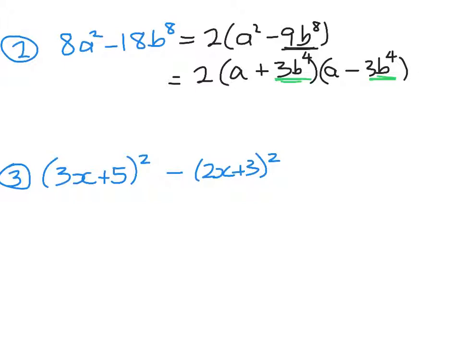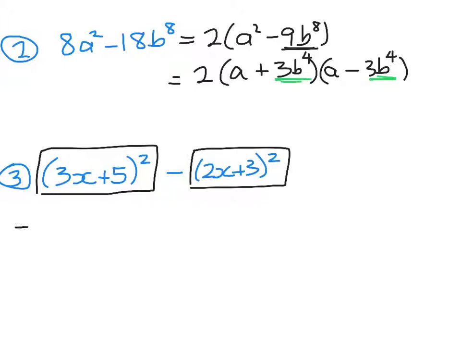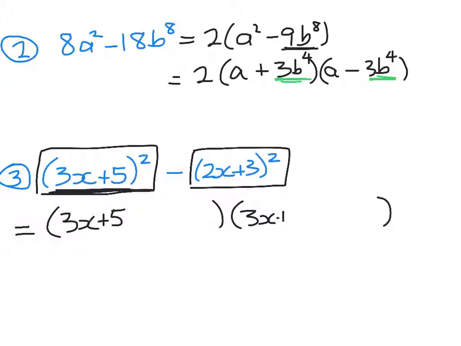The third question looks weird, but it also fits the difference of two squares pattern. This is a square minus another square. So we look at the square root of 3x plus 5 squared. It's just 3x plus 5. Here, my second term is going to be 2x plus 3. So it's going to be plus, I'm going to leave my brackets in to be careful, and here I've got minus 2x plus 3.